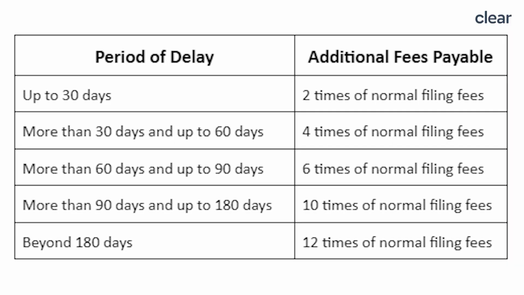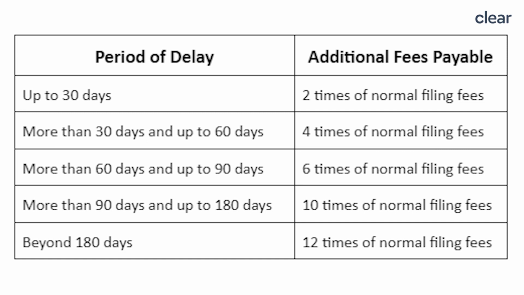Here are the additional fees to be paid by a company in case of a delay in filing the ROC forms except Form DIR-3 KYC. For a delay up to 30 days, companies will have to pay an additional fee up to 2 times of the normal filing fees. For a delay beyond 30 days up to 60 days, the additional fee is 4 times of the normal filing fees.